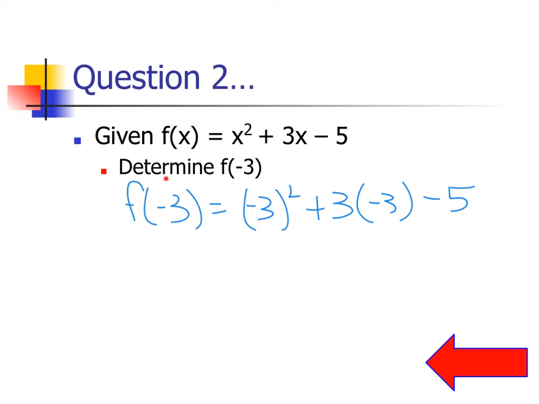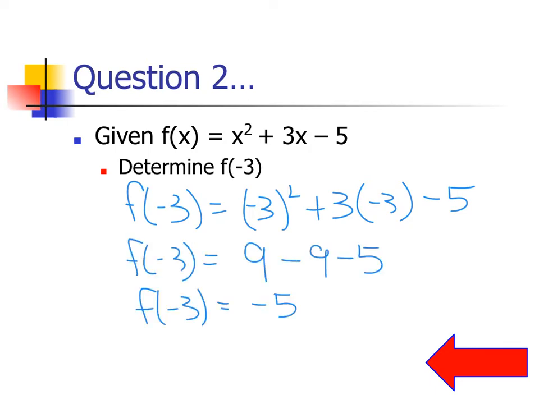So I take this negative 3 and I put it wherever I see an x. So negative 3 squared plus 3 times negative 3 minus 5. Once I do this simplification, I get f at negative 3, so the value of y, or the function, when x is negative 3 is negative 5.